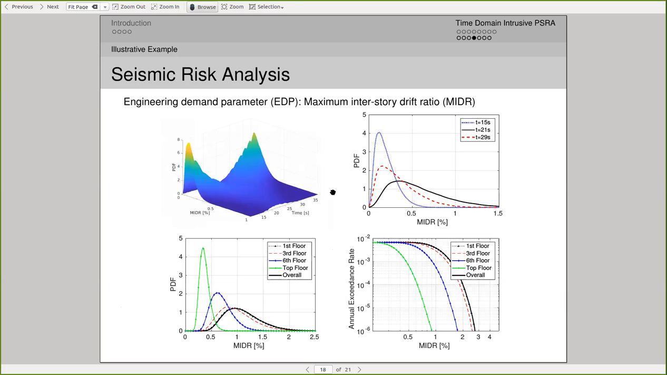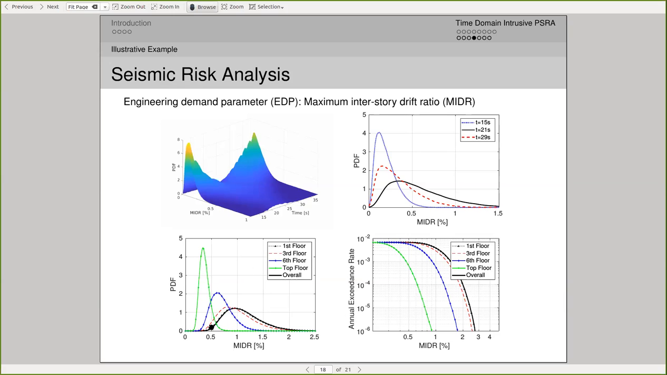And now once we have the probabilistic dynamic structure response, we can choose any engineering demand parameter. For example, here we're choosing the maximum interstory drift ratio as the engineering demand parameter, and then we can get the evolution of the PDF of the chosen engineering demand parameter, and we can see how the PDF changed among the different time steps, and also what's the PDF of the maximum interstory drift among the different floors, and also the whole structure. So by combining this, obviously we can get the failure probability from this probabilistic structure response.